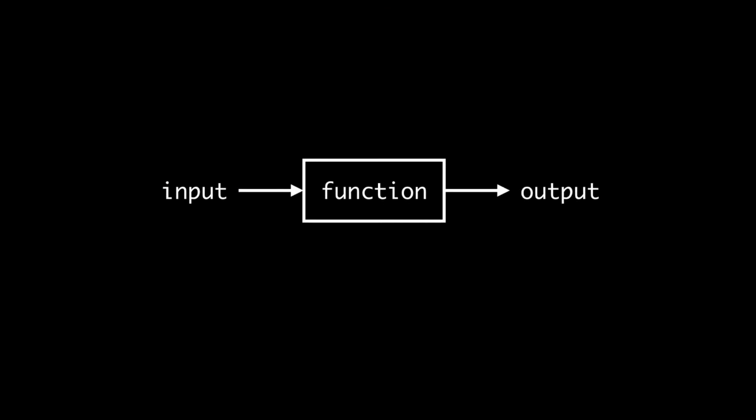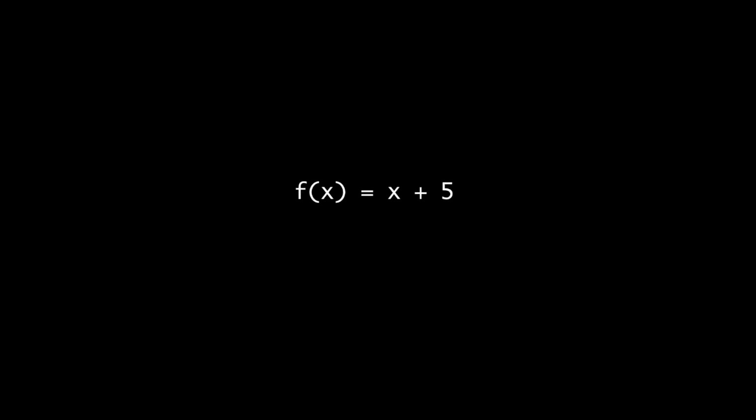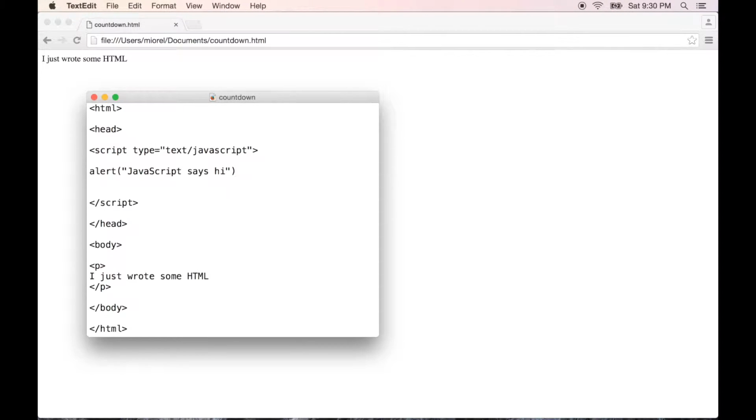Next, let's talk about functions. In math, a function takes some input and produces some output. So for example, f of x equals x plus 5 is a function that takes in a number x as input and gives back the result of adding 5 to it. And we can do that in code too.